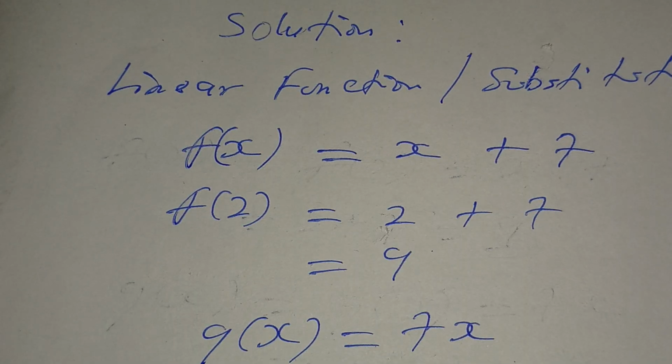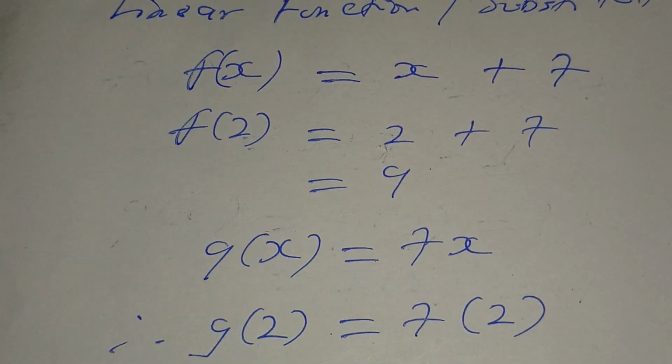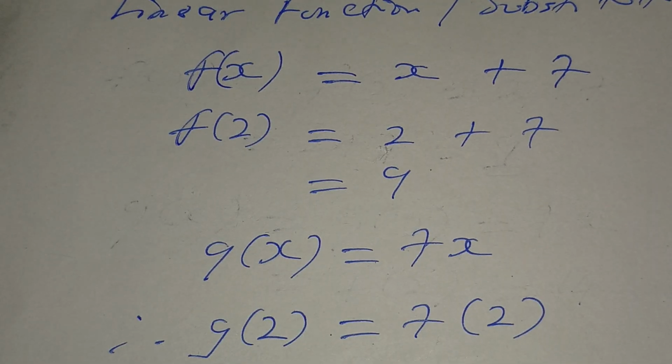A recap of what we have done. Like we said, it involves linear function and substitution. The functions given are f of x and g of x. The substitution is f of 2, meaning that x becomes 2, and g of 2, meaning that x becomes 2 also. So both functions were given the value of x to be 2.